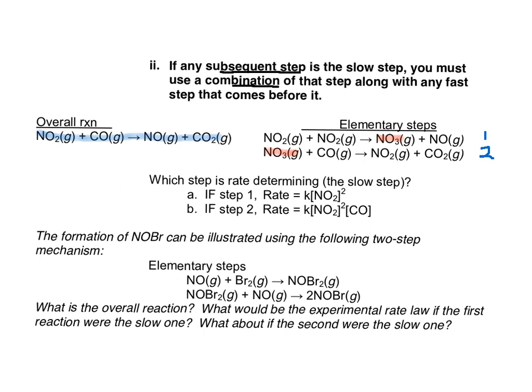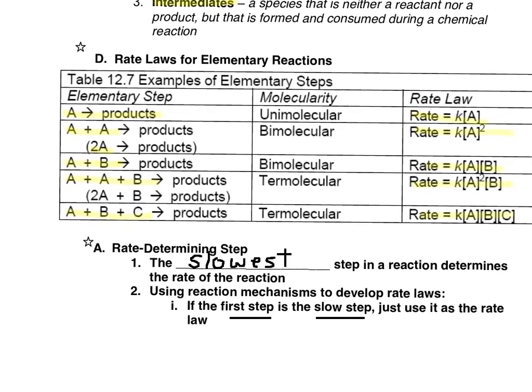Now if your first step was the slow step, then your overall reaction would just depend on the reactants in your first step. So it would just depend on these 2. So if I take these 2 and I add them together, I'm going to get a rate law that looks like this. Alright, this is just like what we saw right up here in this example right here.